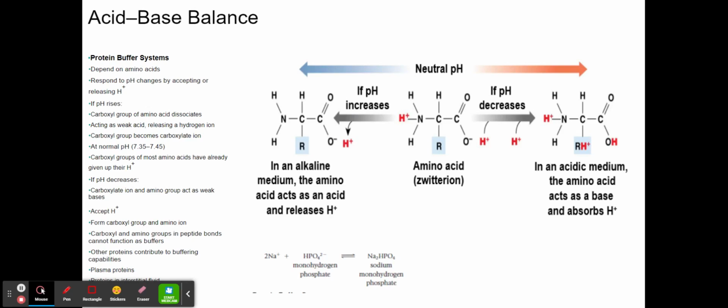If pH decreases, the carboxylate ion and the amino group can act as weak bases and accept additional hydrogen ions, forming a carboxyl group and an amino ion, respectively. In free amino acids, both the main structural chain and the side chain can act as buffers. In a protein, most of the carboxyl and amino groups in the main chain are tied up in peptide bonds. Only the exposed amino group and carboxyl group at either end of the protein are available as buffers. So most of the buffering capacity of proteins is provided by the R groups of the amino acids. Plasma proteins contribute to the buffering capabilities of blood.